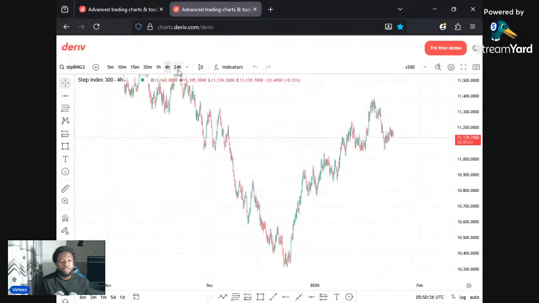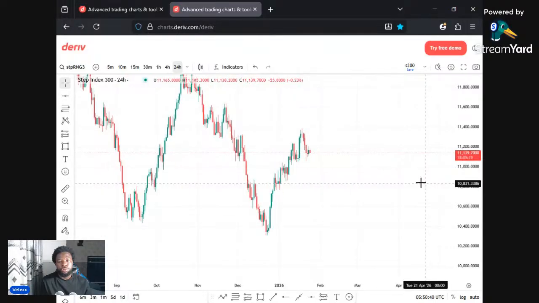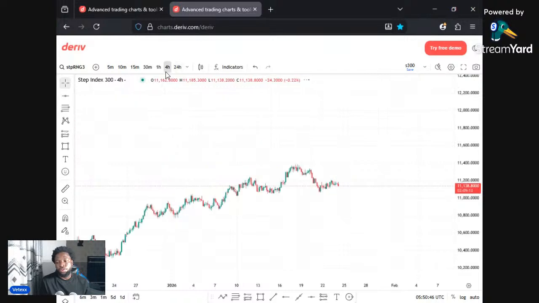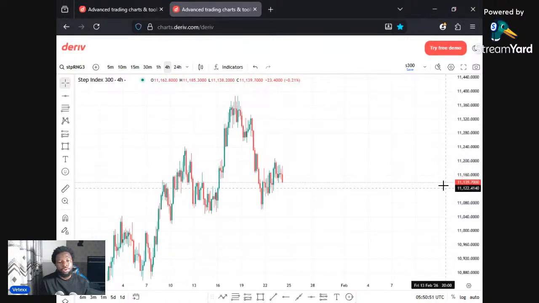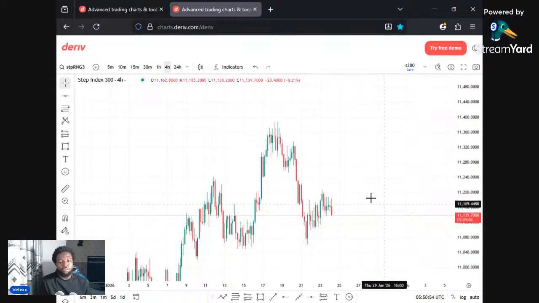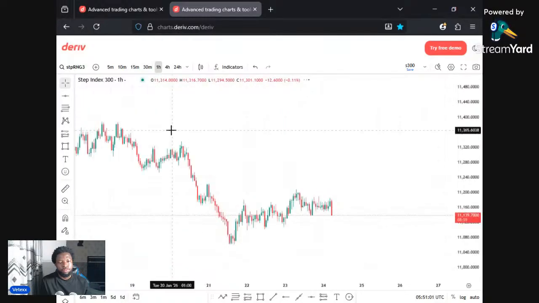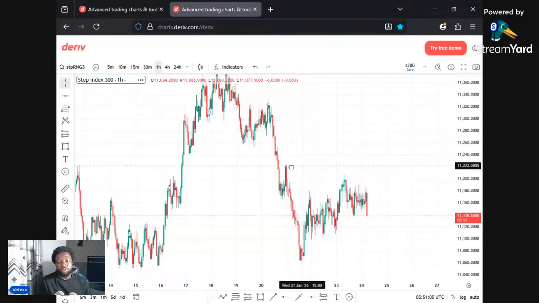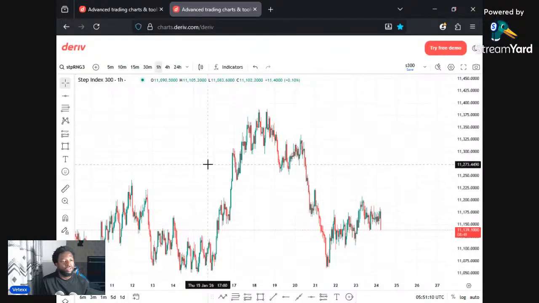Step 300 currently is bearish on the weekly time frame, but there is no continuation on the daily time frame. Let's check the 4-hour time frame to see if there is anything. Currently, we don't have a continuation on the 4-hour time frame. Let's check out the 1-hour time frame. Nothing is really happening on the 1-hour time frame either. So we don't have anything currently on Step 300.